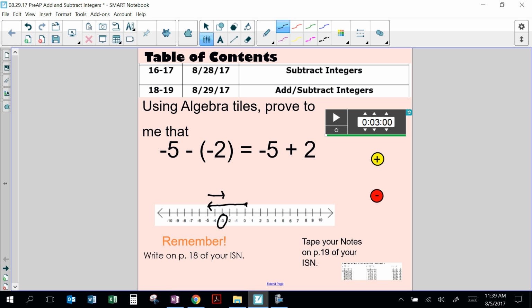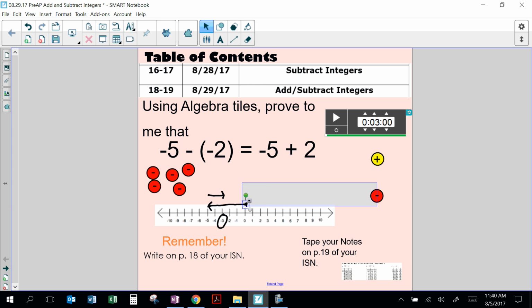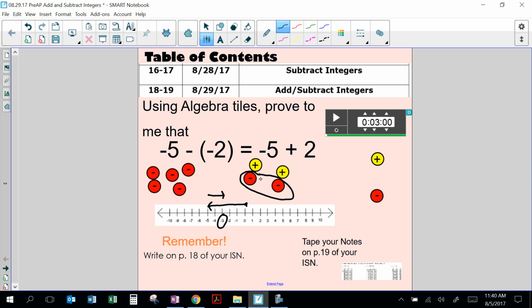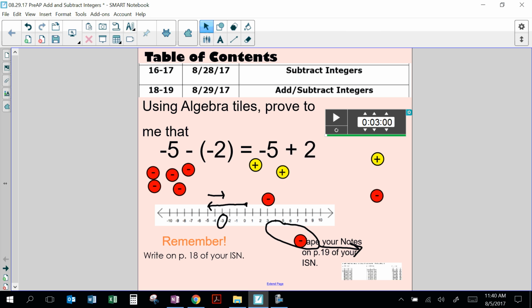I could use algebra tiles, and I shall. So -5, well, -1, -2, -3, -4, and -5. I need to take away -2. How can I take away -2 without changing the value of -5? I need 0 pairs. How many 0 pairs do I need? I'll need 2 sets of 0 pairs. Can I now take away -2? Yes, I can take away -2. I can draw it this way, or I can literally take it away.